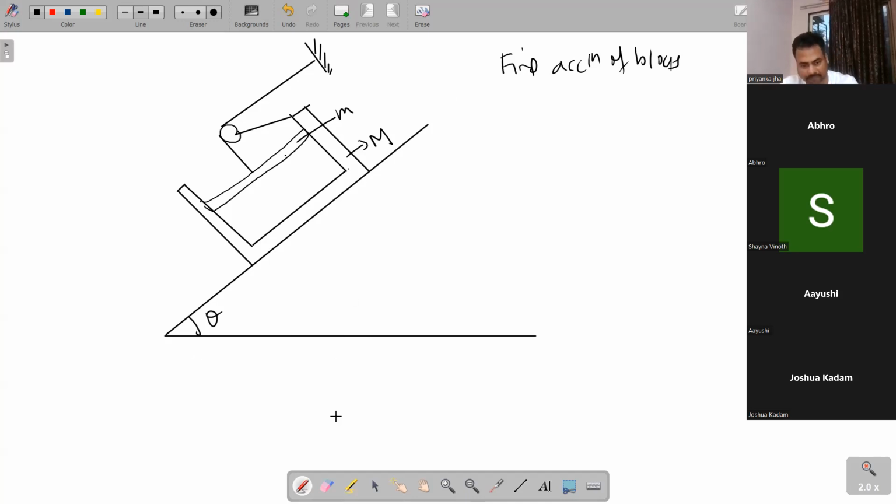Sir, is the big block moving downwards? Yeah, of course. This plane is smooth. If this will not move down, then friction will be there as it is. So, sir, we have to find the acceleration of small m and big M. Yes.